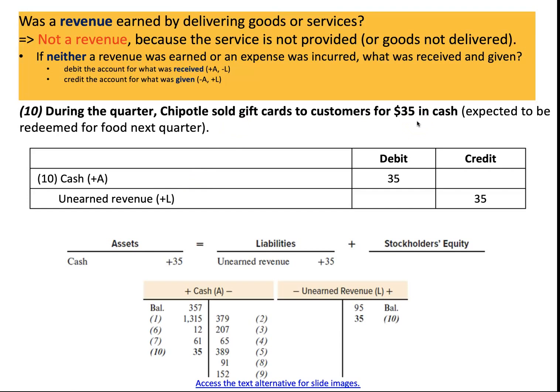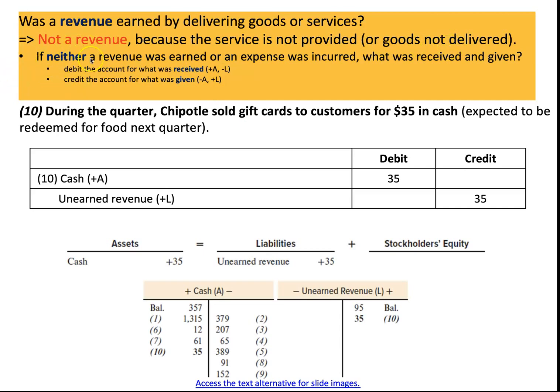The question to yourself is, is this a revenue recognition? Should I recognize revenue? The answer is no. You can't recognize revenue because when you sold gift cards, you basically just sold something to a customer without providing any services in exchange. You're only selling a gift card, and the gift card can be exchanged for Chipotle services in the future. So in that example, this is not a revenue because the service has not been provided or goods have not been delivered.